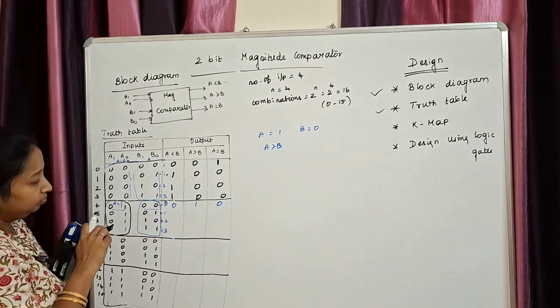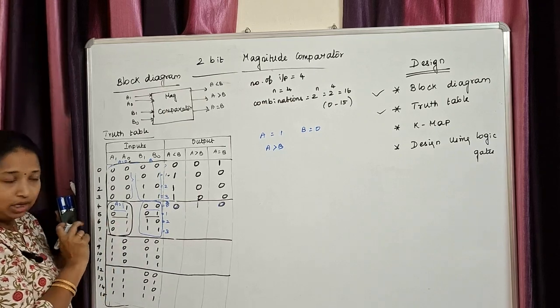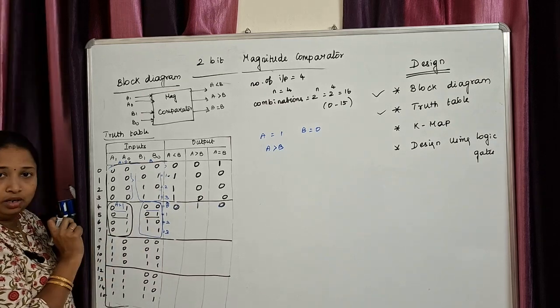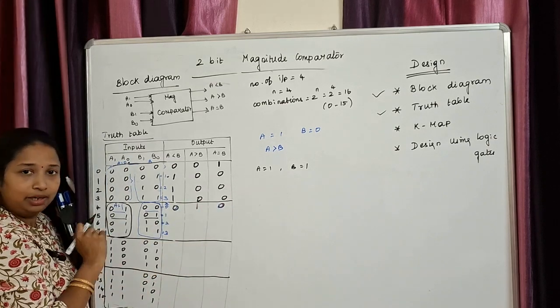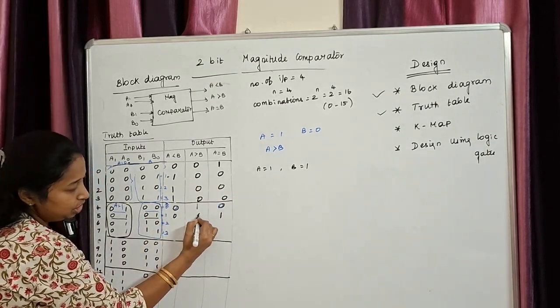Is it clear? Now, check for the other number. Here it is 0, 1. So, what is the equivalent decimal here? For A, it is 1. And for B, again, it is 1. What does it mean? Both are equal. So, against A equal to B, put a 1. And for the other combinations, you have to put 0.